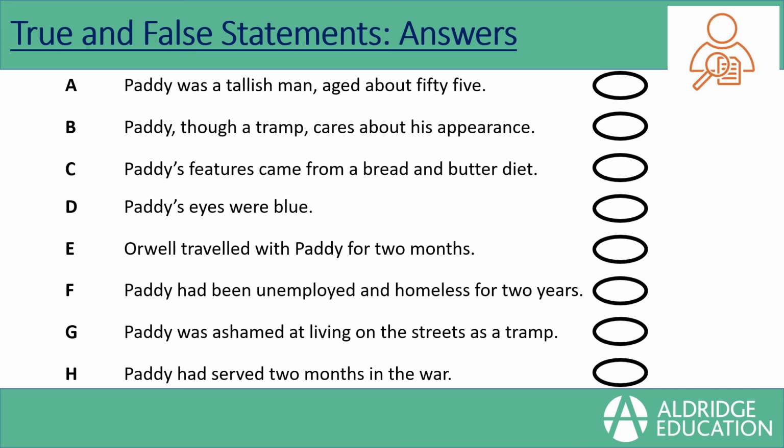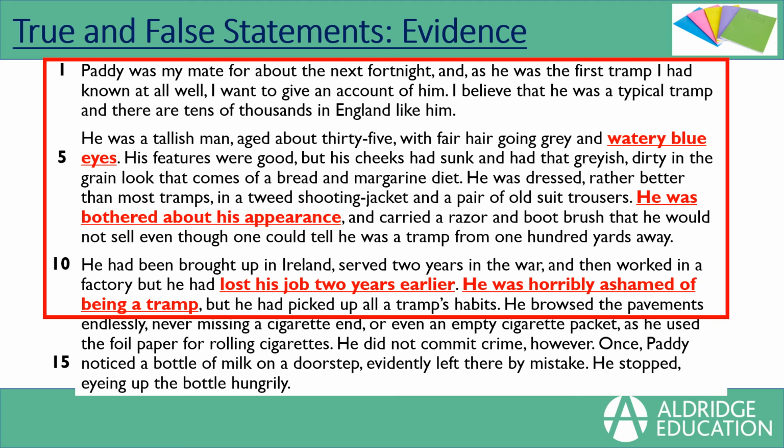So here are the answers. Paddy, though a tramp, cares about his appearance. So we know that because he carries a razor. His eyes were blue, albeit a watery blue, but they're blue. Paddy had been unemployed and homeless for 2 years, and Paddy was ashamed at living on the streets as a tramp. Okay, so our evidence comes from here.